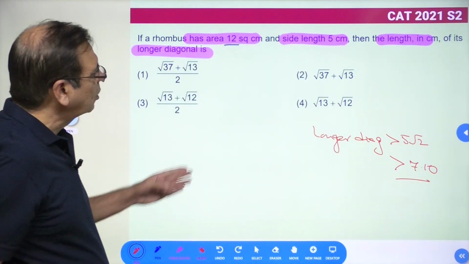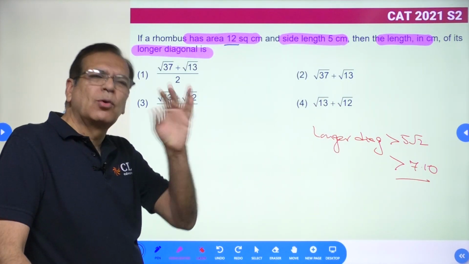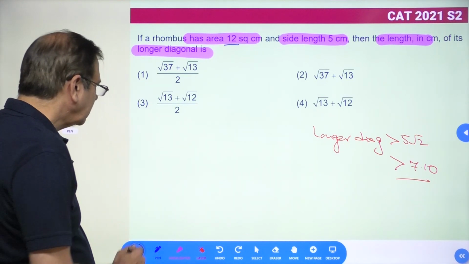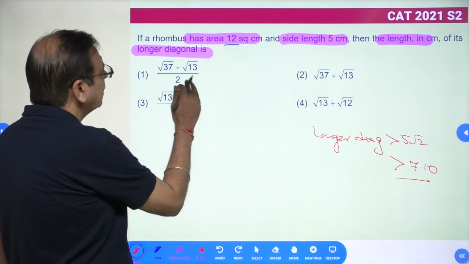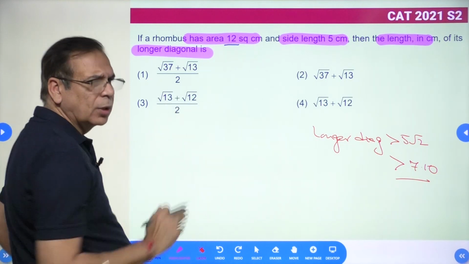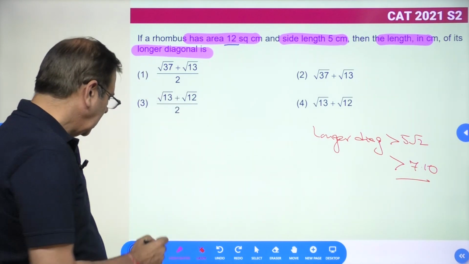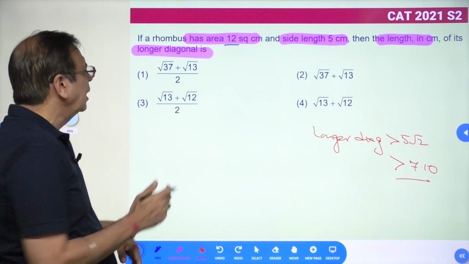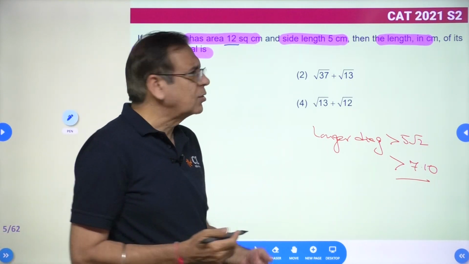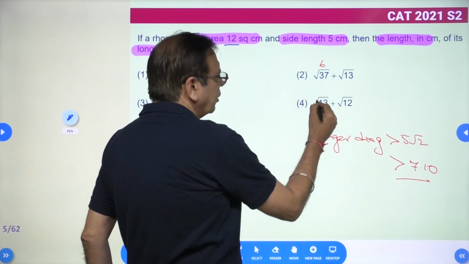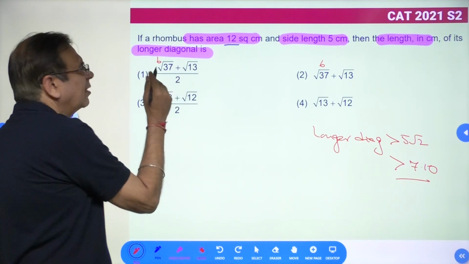Now look at these stupid choices. बहुत गंदे से नंबर है, लेकिन इसको भी आराम से कैलकुलेट कर सकते हैं. Now the numbers are there: under root 13, under root 12, under root 37. 3 numbers. Let us see. Under root 37 तो 6 से थोड़ा ज्यादा होगा ना. Under root 36 is 6. So okay, let me call this approximately 6, slightly more than 6.